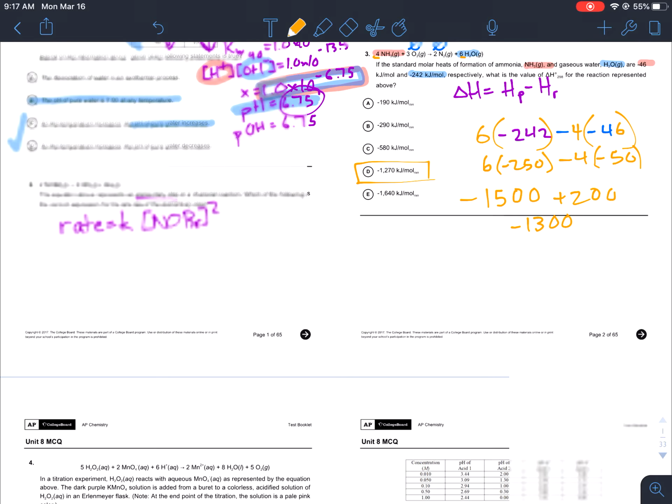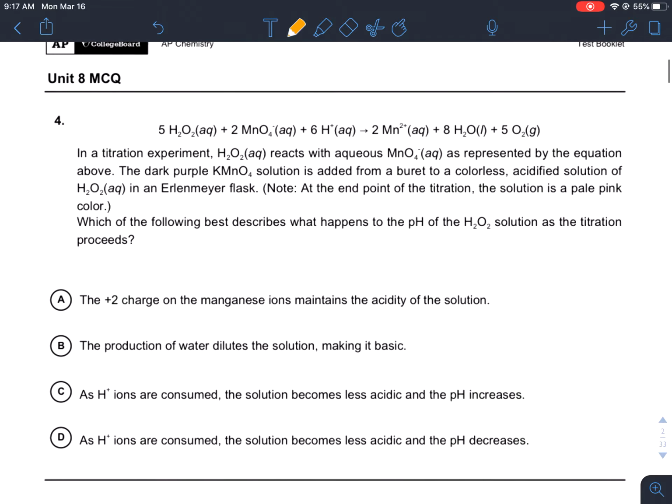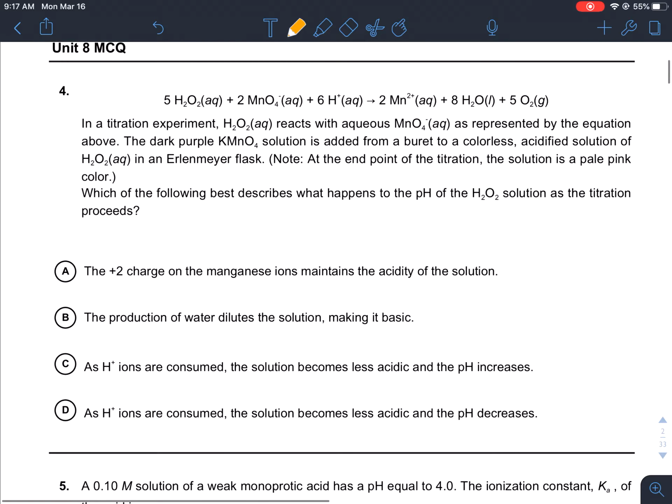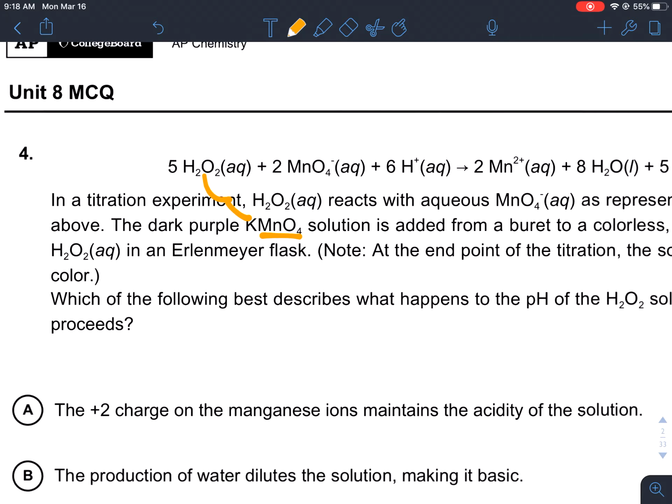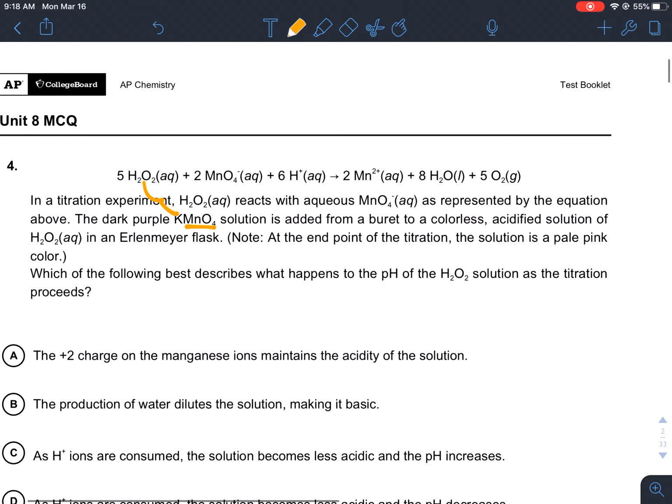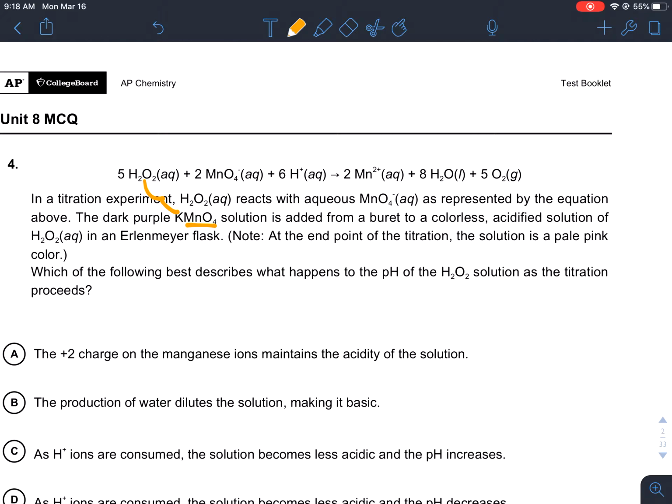Number 4. You have this big, huge formula, back to acid-bases. In a titration experiment, H2O2 reacts with aqueous MnO4 as represented by the equation above. The dark purple KMnO4, and remember the K is the spectator. This KMnO4 is the MnO4 minus. Solution is added to a burette to a colorless acidified solution of H2O2 in an Erlenmeyer flask.